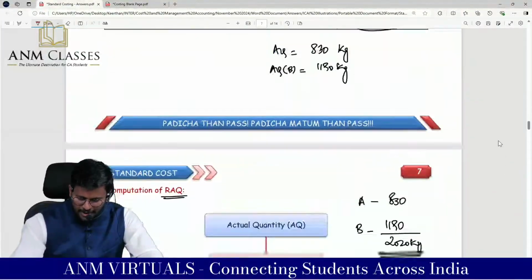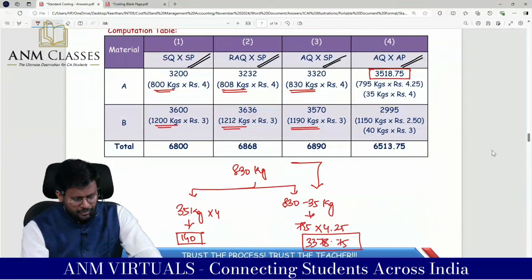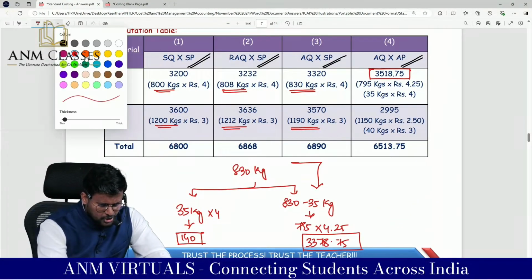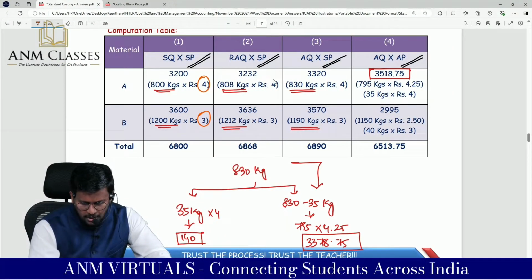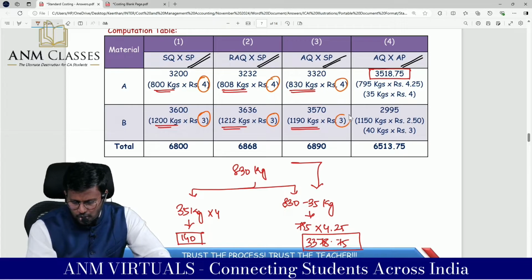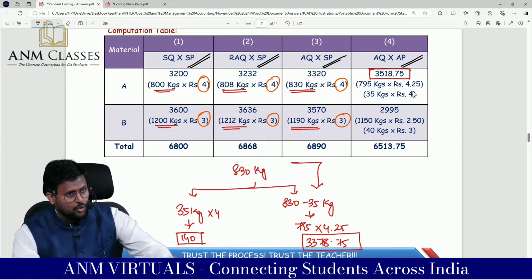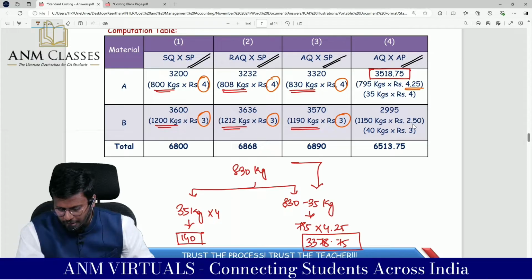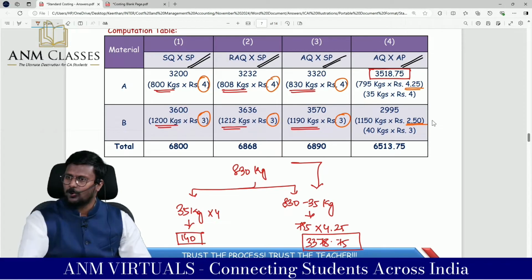I'm coming to the next one. I'm proceeding. Are you able to appreciate? Yes, sir. Now the standard price is straight away given in the question, which is 4 rupees or 3 rupees. The actual for the latest purchase is 4.25 and 2.5, which we already found.